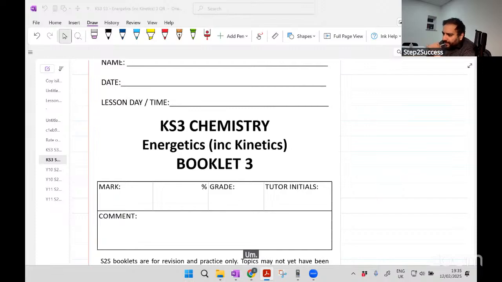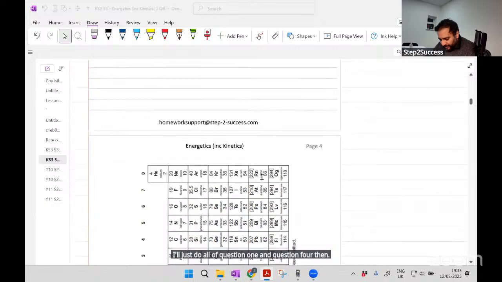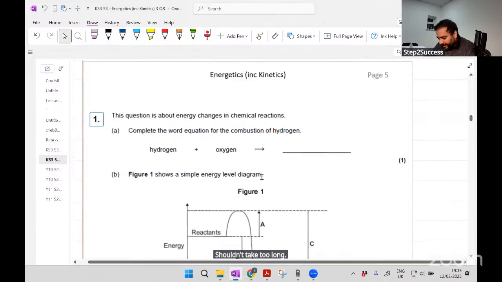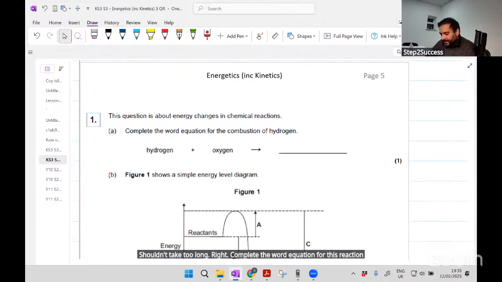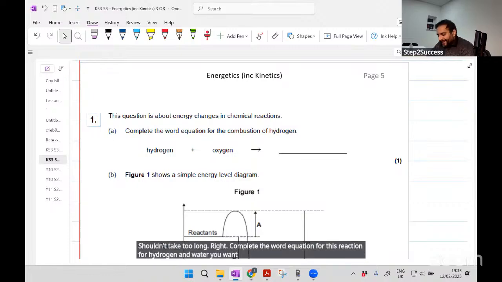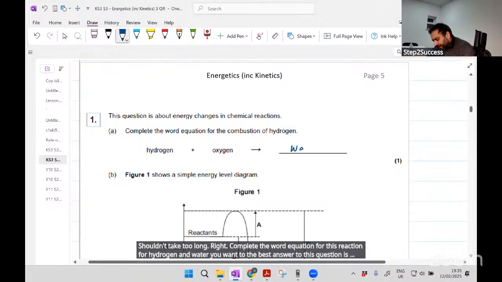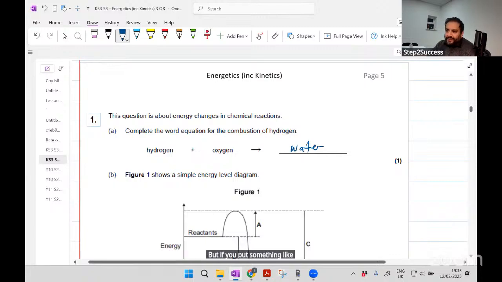Question one from part C2 on the Year 9 booklet, and question four, 1C. I'll just do all of question one and question four then. Shouldn't take too long. Right, complete the word equation for this reaction for hydrogen and water. The best answer to this question is water, but if you put something like hydrogen oxide, it is also allowed according to the mark scheme.